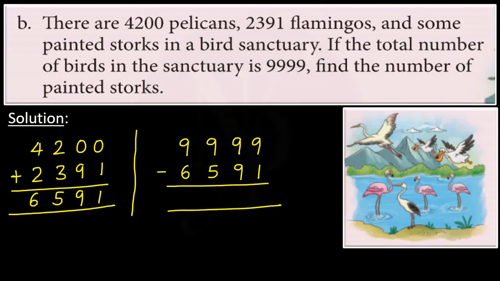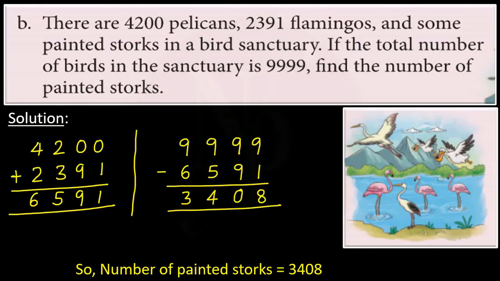So 9 minus 1 is 8, 9 minus 9 is 0, 9 minus 5 is 4, 9 minus 6 is 3. That is 3408. So the total number of painted storks is equal to 3408. This is how you should solve such problems in which both addition and subtractions are involved.